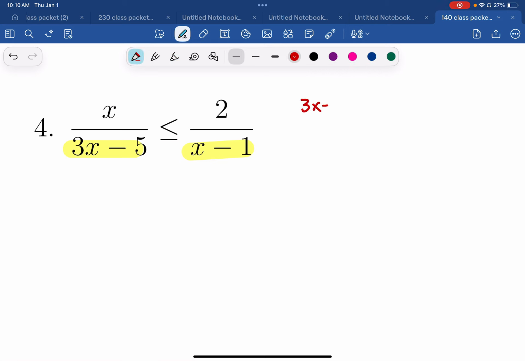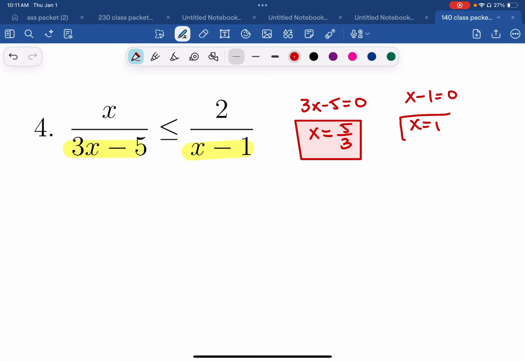So 3x minus 5 equals 0. Add your 5, divide by 3. That's going to give you 5 over 3. That's 1 and 1/3, or 1.3 repeating. Then we've got x minus 1 equals 0. Add your 1 to the other side, and that's going to give us x equals 1. And remember, these are our not solutions.